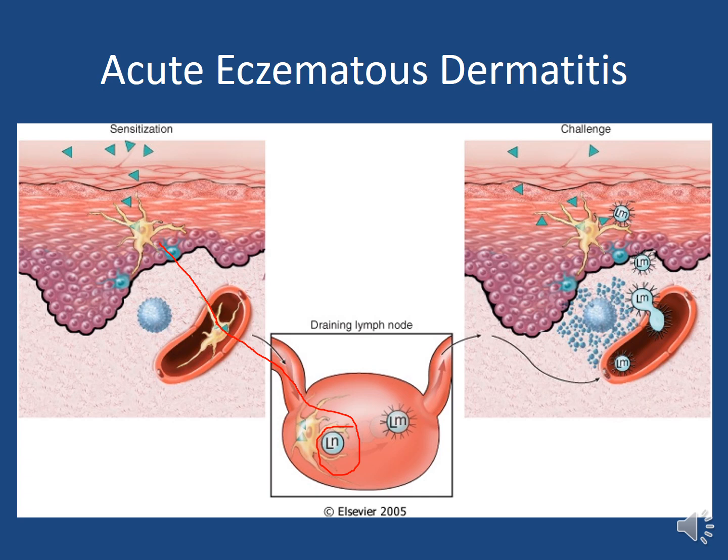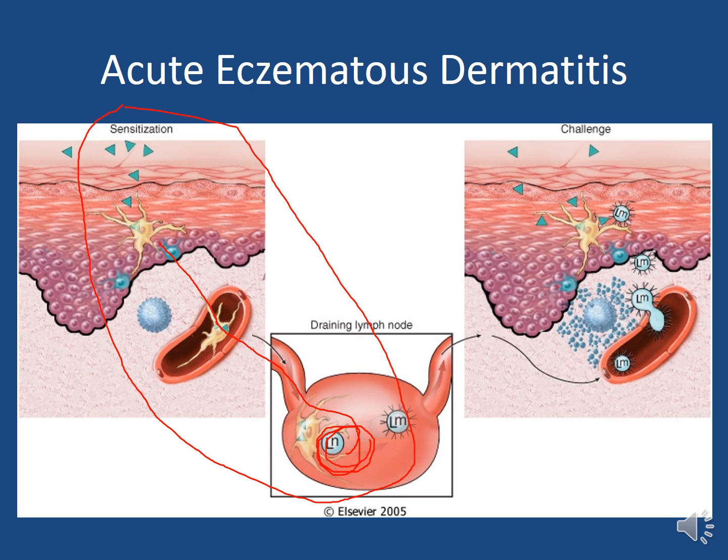So during the first encounter to the neoantigen, there will be no allergic reaction yet that will develop. So that period is called the sensitization phase, where memory T lymphocytes are produced in the lymph nodes.